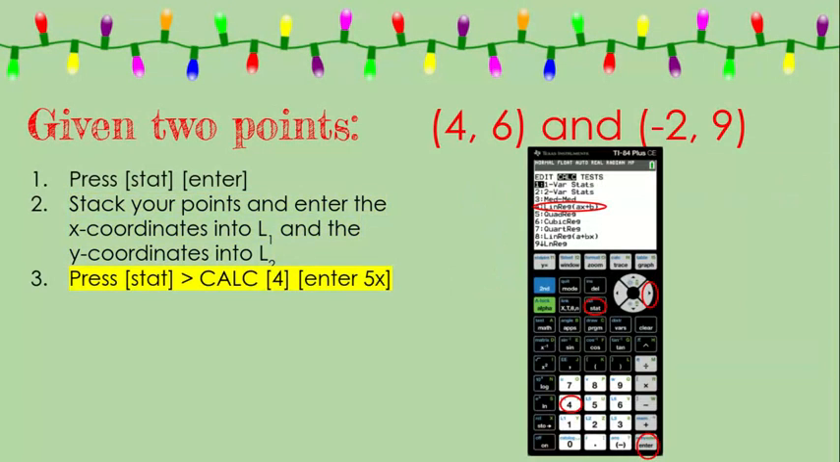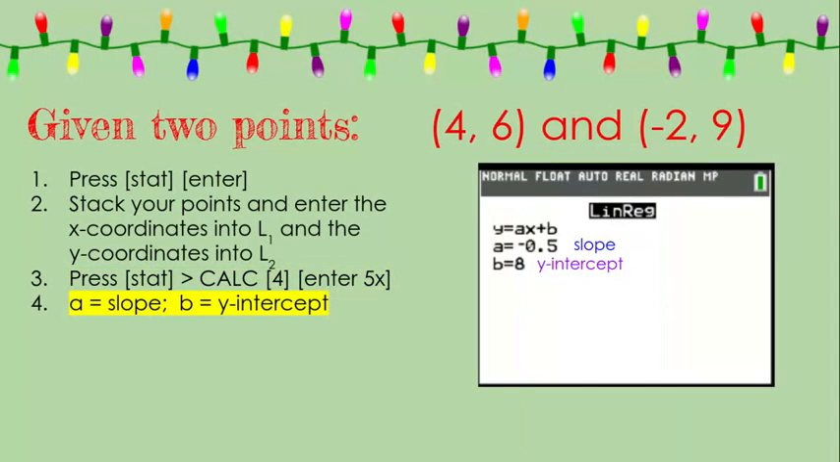After we enter our data, we're going to press Stat again, but this time we're going to arrow over to the right and highlight the word Calc. And then we're pressing 4 for linear regression. That's just another way of saying linear equation. And then we have to hit enter 5 times, and it will give us this screen.